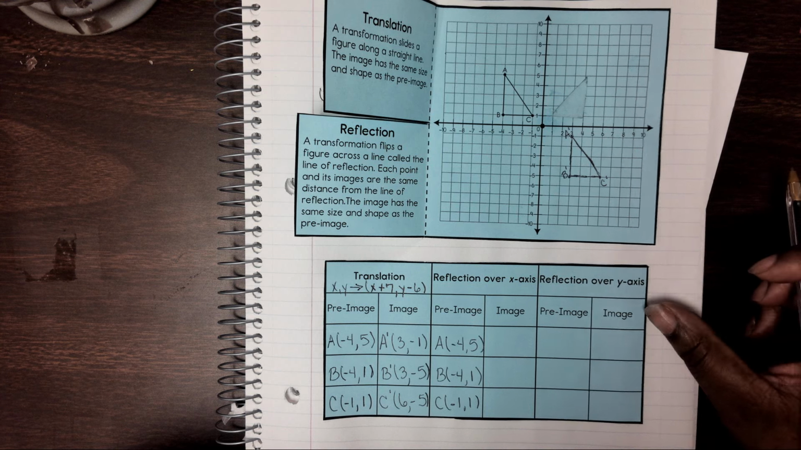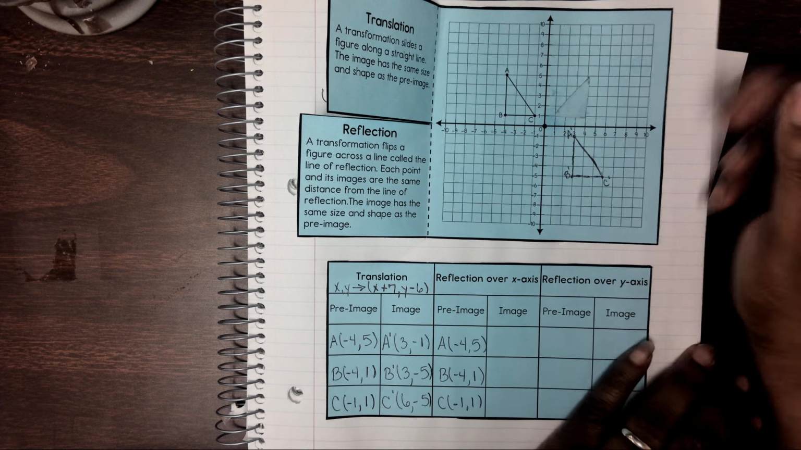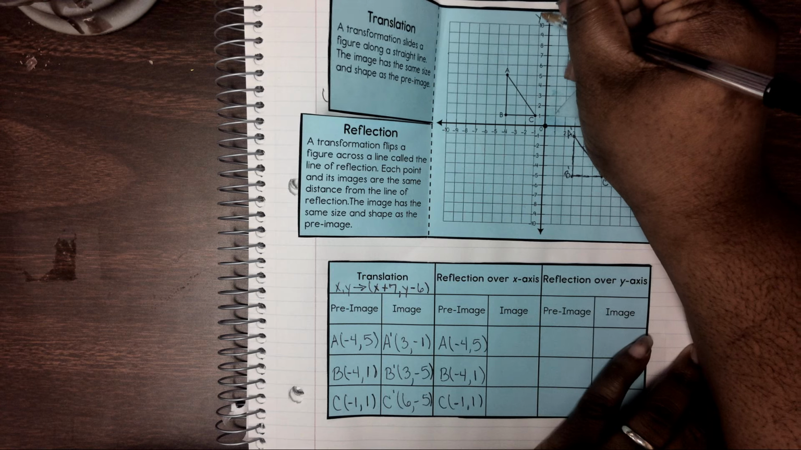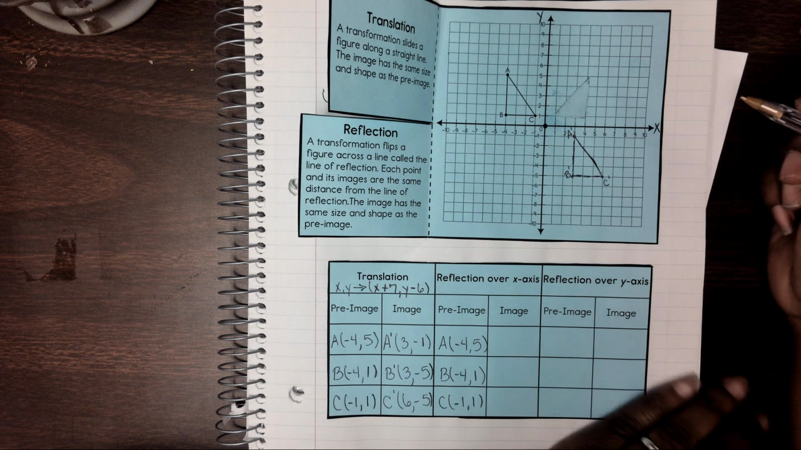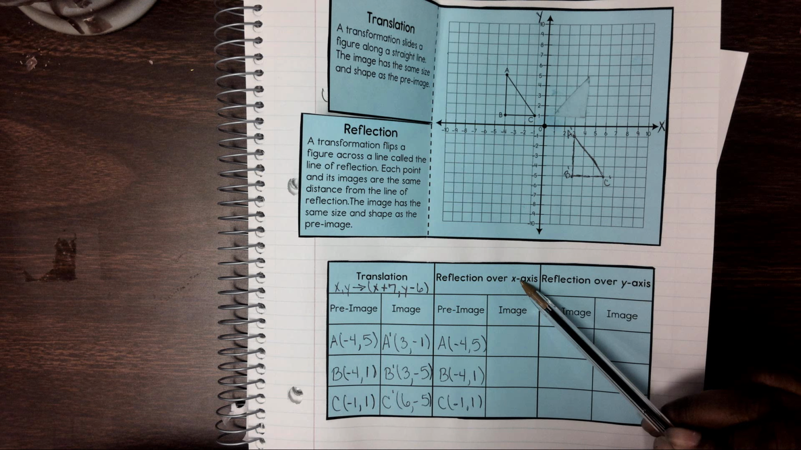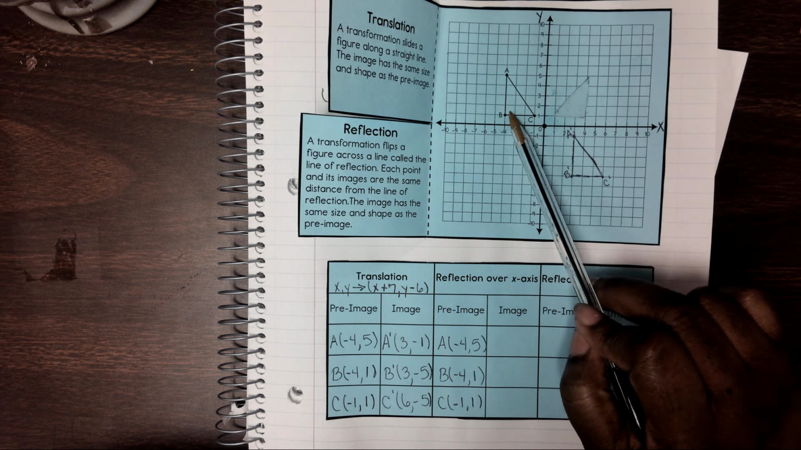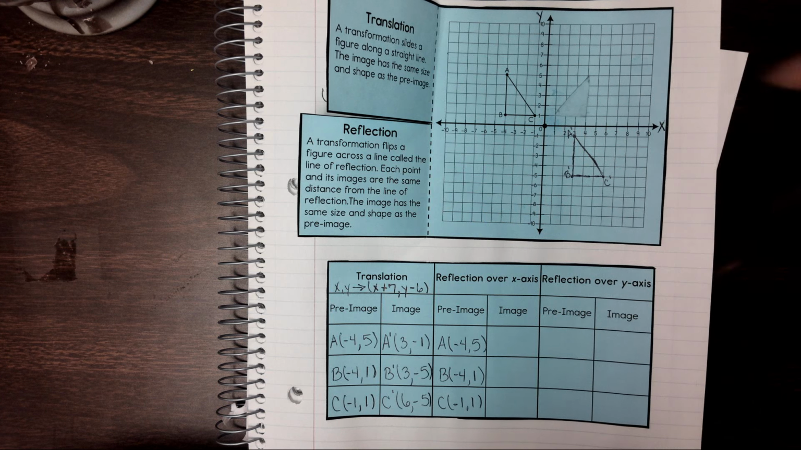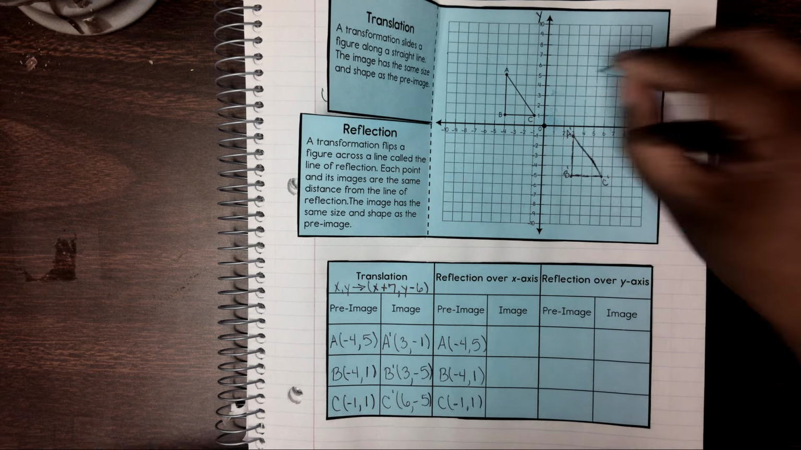Alright, so I'm going to take a moment and I'm going to go ahead and label my axes. So here's my x, here's my y. Okay. And again, we said that we were reflecting across the x. So as you can see, I actually reflected over the y-axis. So I need to go back and I need to try it again.